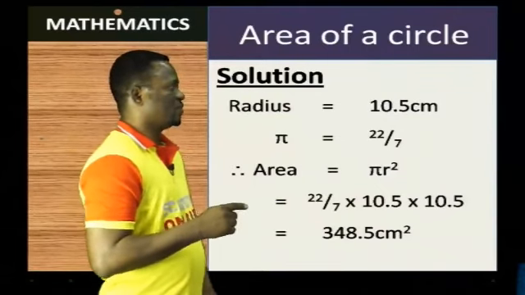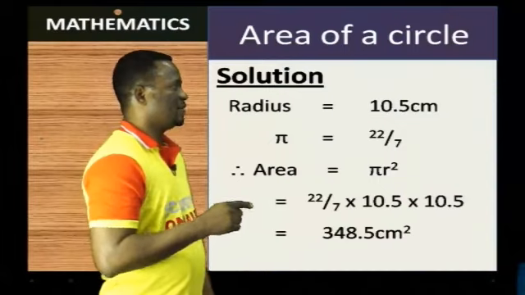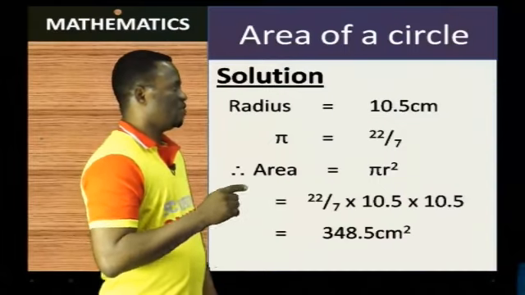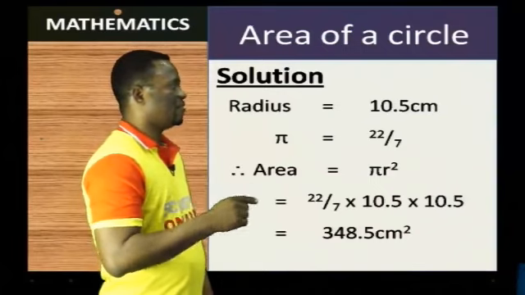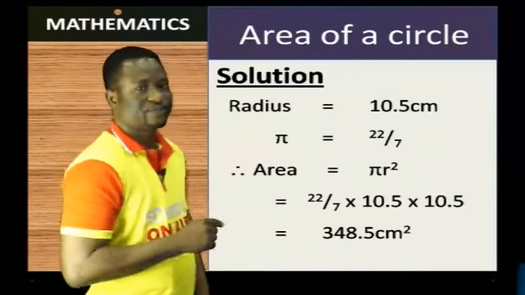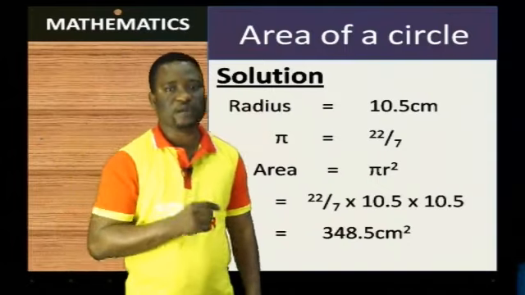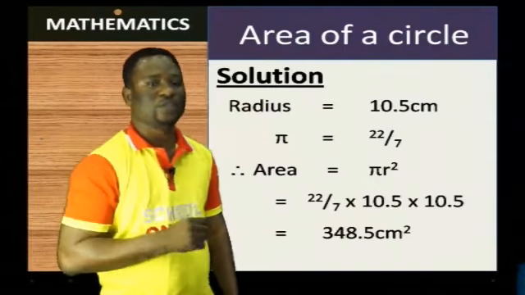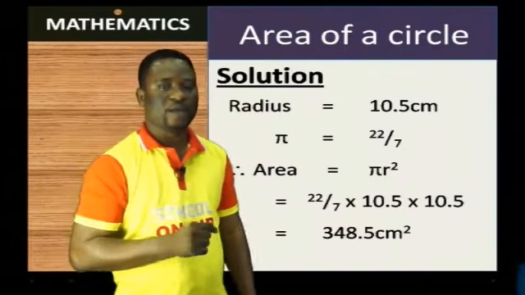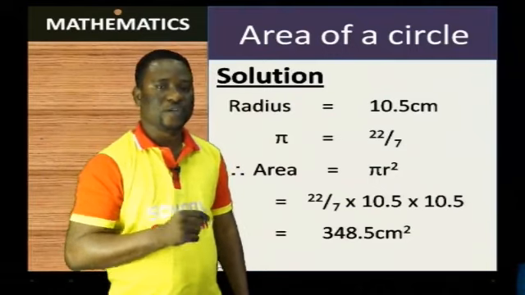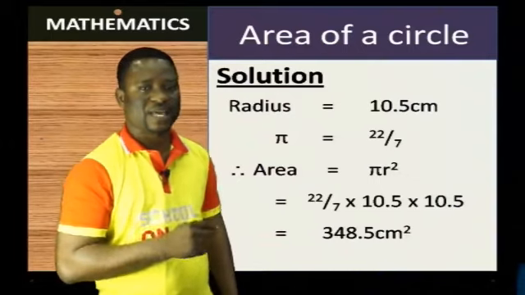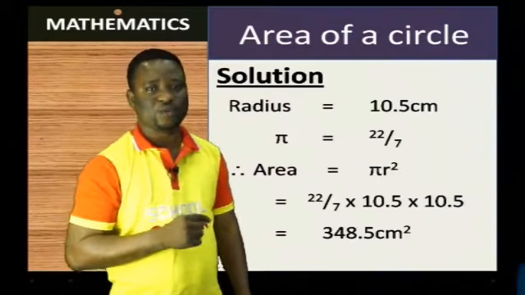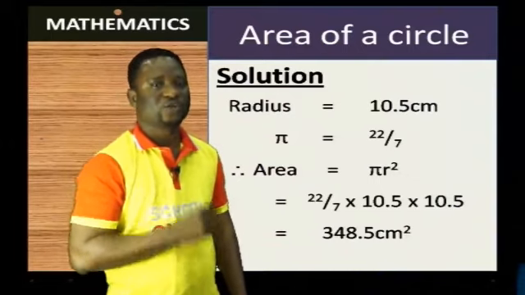If we multiply 22 by 10.5 by another 10.5 over 7, we will have 346.5 centimeters squared. Students are advised to be careful of the units because the unit for area is unit squared. Whatever the unit is, you square it. Here we have centimeter as our unit, and for that reason we have centimeter squared.